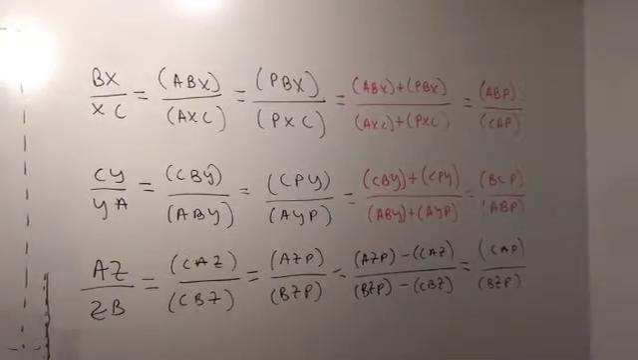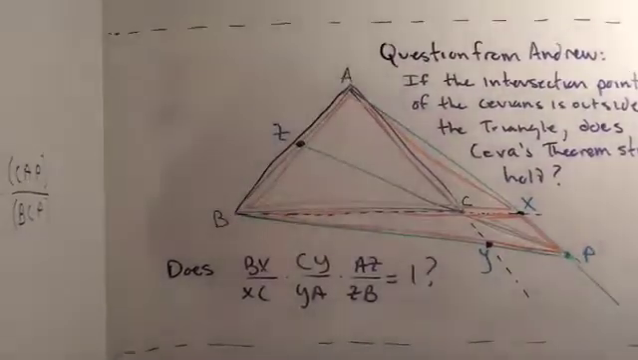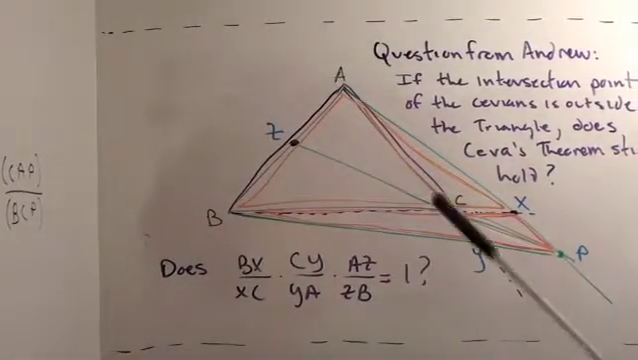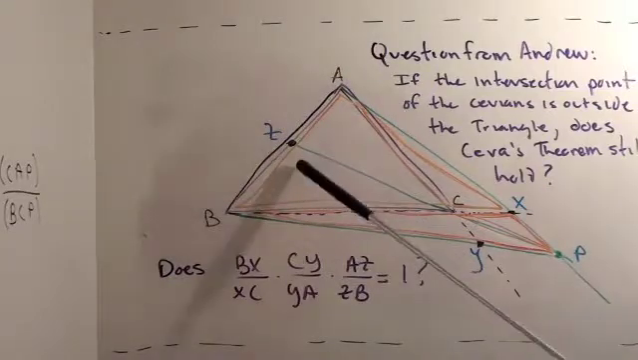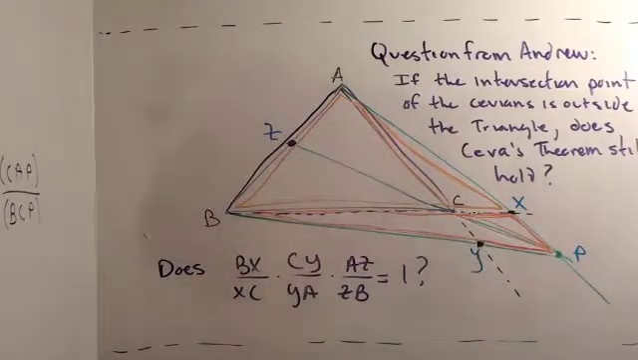And finally, if we look at AZ over ZB, which is here. Now notice Z is inside the triangle now, or at least in between A and B. I guess it's not technically inside the triangle, it's in between A and B. Which means for that one we just follow the same procedure as in the original proof of Ceva's theorem. We subtract the area of the triangles.